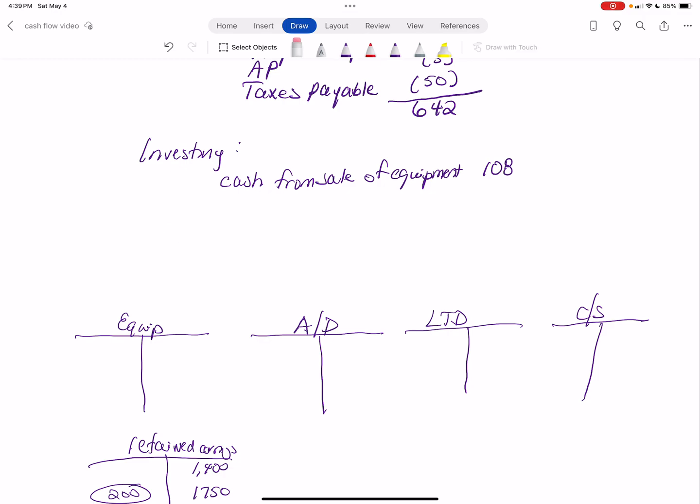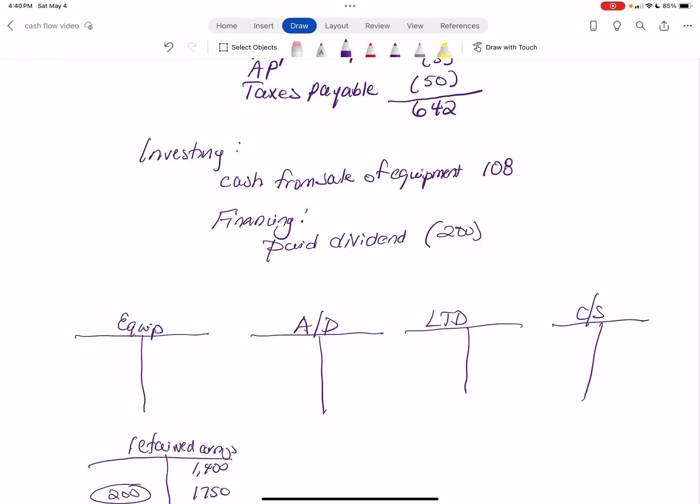Apologies, I just don't know what's going on with my pen. So the way I'm putting this on paper looks a little wonky.